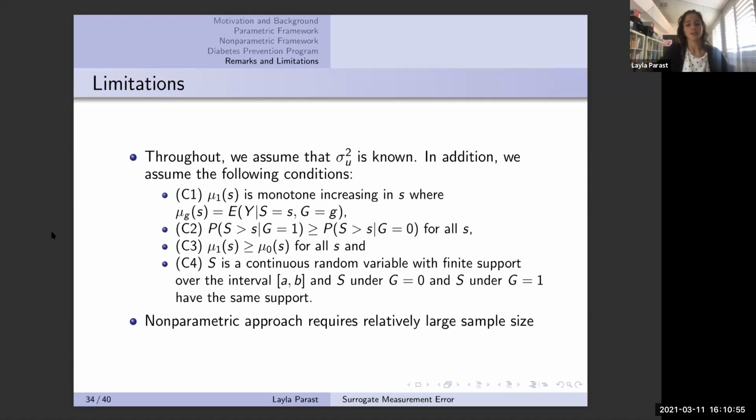So I just need a large sample size because I do the kernel smoothing and the non-parametric approach. If you have a very small sample size, that non-parametric kernel smoothing is not going to work well.